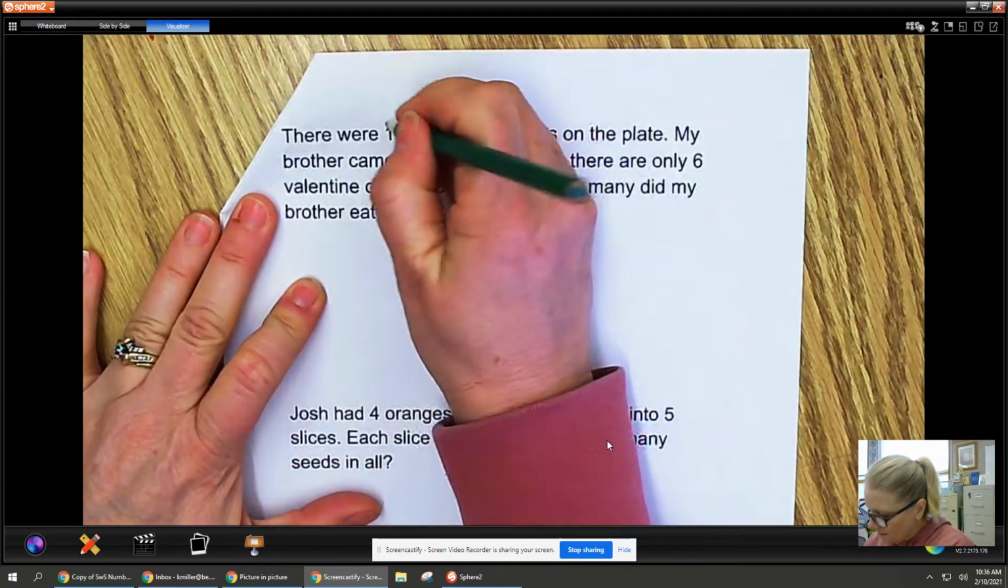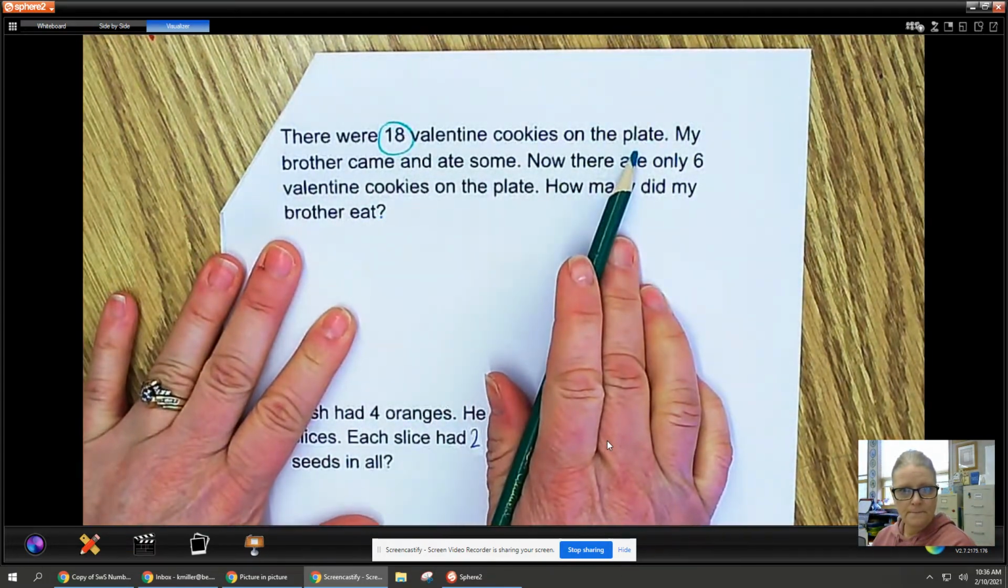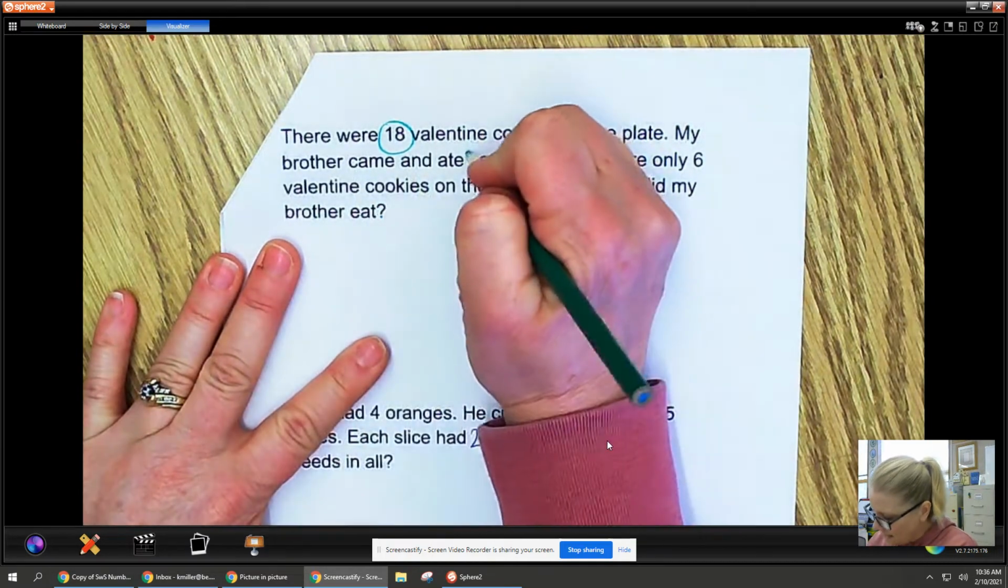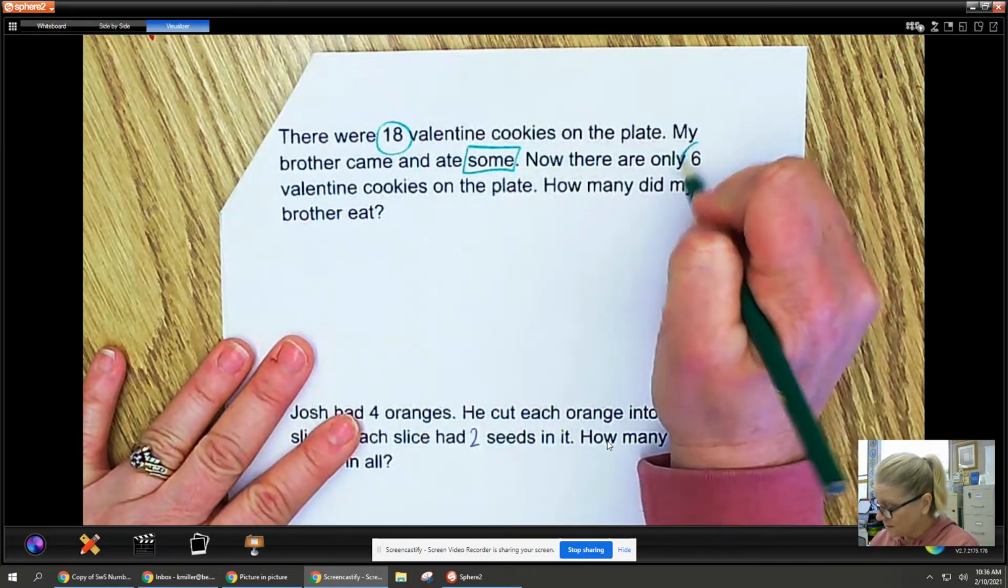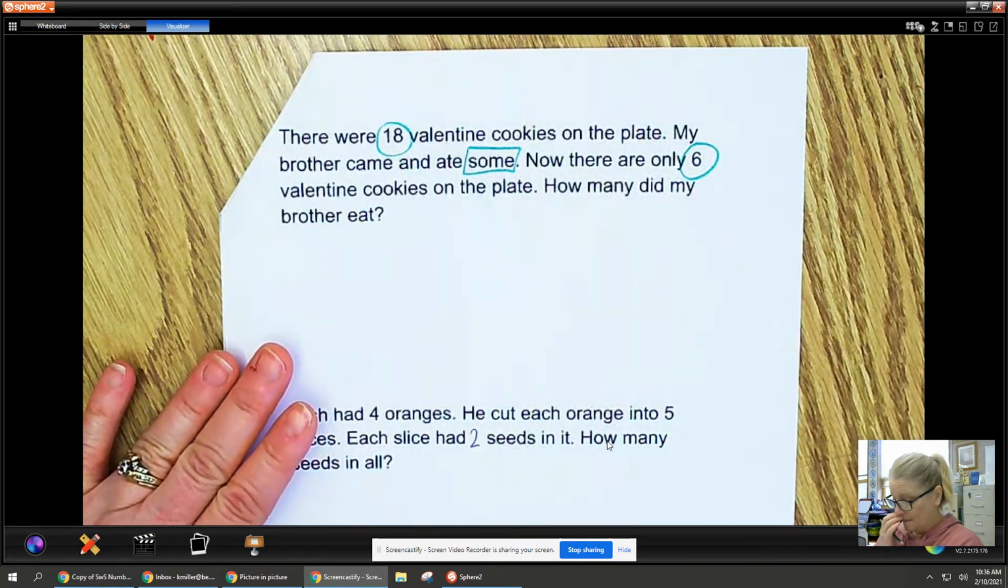There were 18 Valentine cookies on the plate. My brother came and ate some. We don't know how many. And now there are 6 Valentine cookies left on my plate. How many did my brother eat?